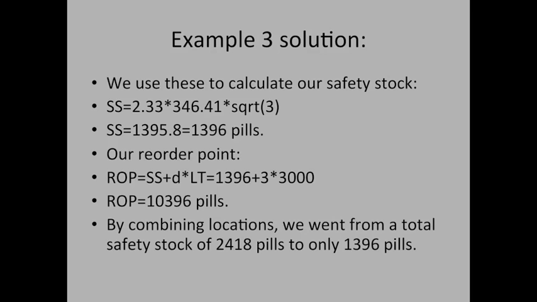Our reorder point based on this is 1,396 plus 3 times 3,000, the demand for the combined location. So we have a reorder point of about 10,396. It's important to note something, though. By combining locations, we've reduced our safety stock by over 1,000 pills. So we've made a significant drop in the amount of safety stock we need.